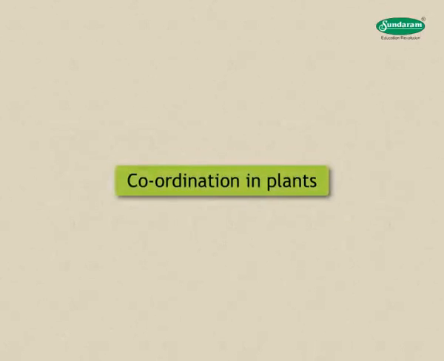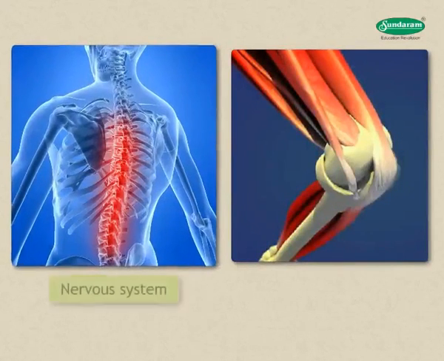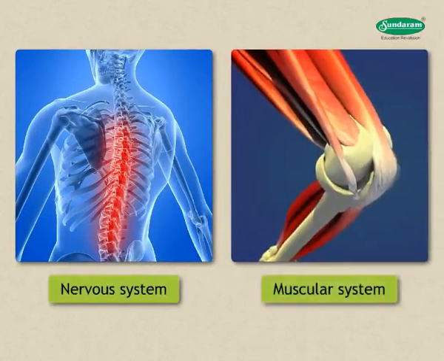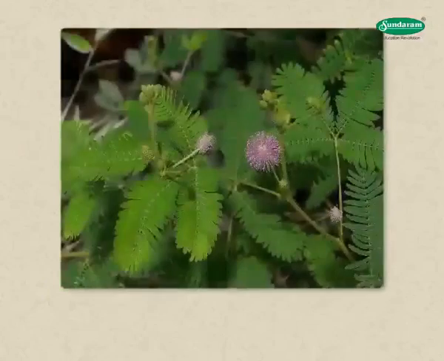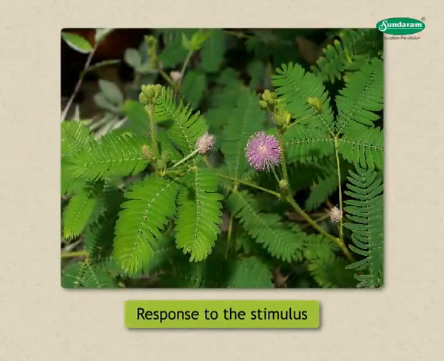Let us see how coordination in plants takes place. Unlike animals, plants do not have a nervous system or muscular system. Then how do they exhibit movements? The movements exhibited by plants are mainly in response to the stimulus.